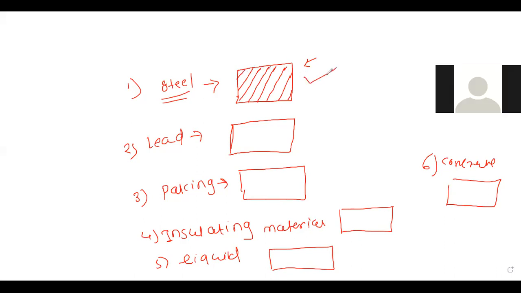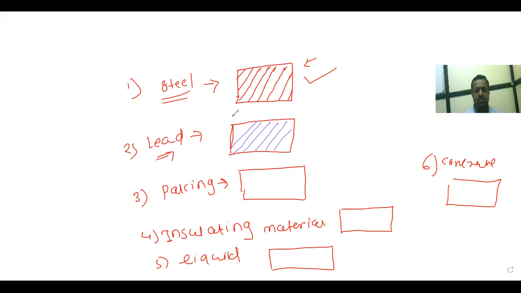Then tell me how to represent lead in the conventional manner. We want to represent lead in the conventional manner. What will be the position of the hatching lines? Inclined 45-degree lines, and making cross lines. Then we have to make the cross line to this inclined line.